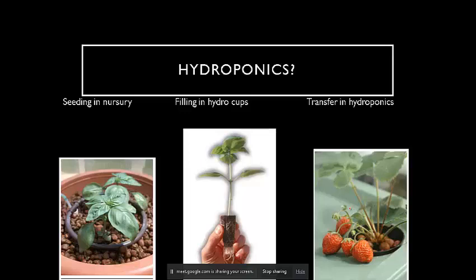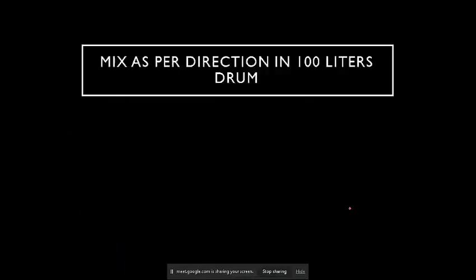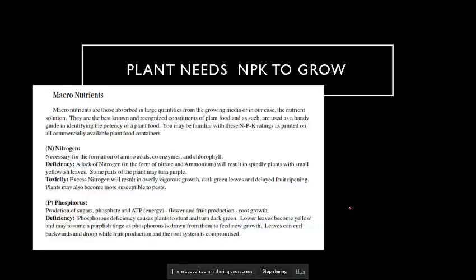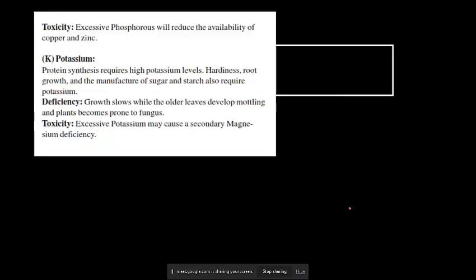You can see here in the first picture, the plant is away from the substrate. If it is touching the substrate, then probably the plants are going to die. The second step is filling in hydro cups and then transferring to hydroponics. Then, second step, you have to prepare your NPK, nitrogen, phosphorus, which we have already discussed. And then potassium we have discussed.